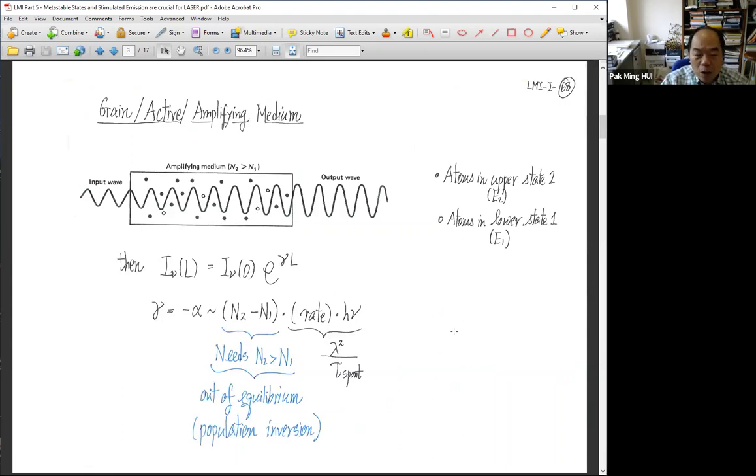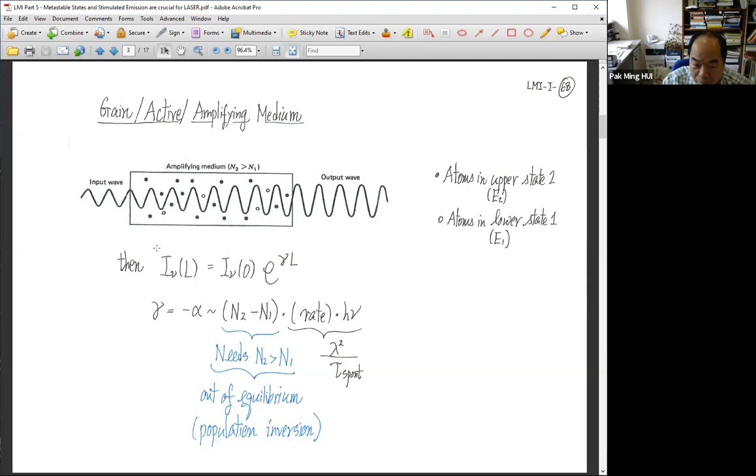Therefore, if we want to have something called the gain medium, it is also called an active medium, it's also called an amplifying medium. The whole point is that if you want to get something rather strange, this is your input wave, this is what you get out after length L. It is even bigger than that, that is a gain medium. You must do something like this, N2 bigger than N1, okay?